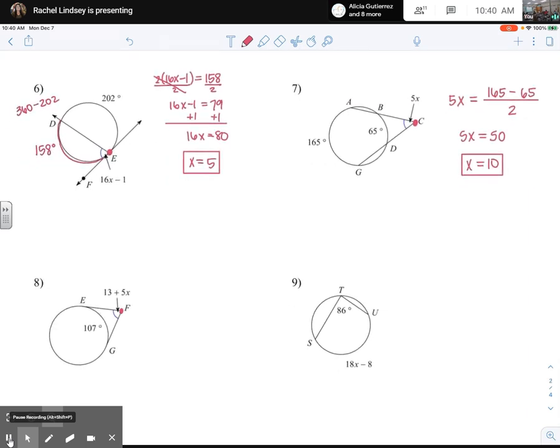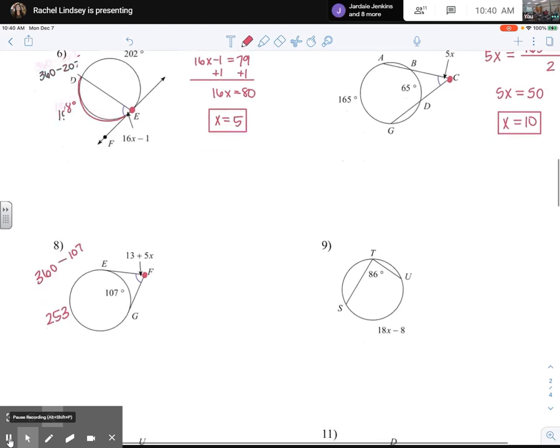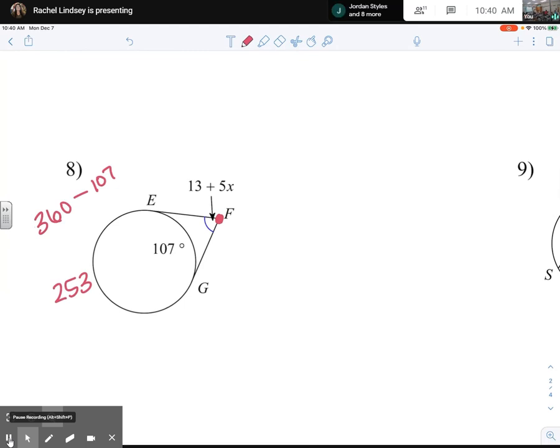Number 8, my vertex is outside again. In order to do it, I have to know my big arc. To find my big arc, I'm gonna do 360 minus what? 107. So 360 minus 107 gives you 253. So angle, I'm gonna switch that around so it's 5x plus 13, because I like it to be in standard form. So 5x plus 13 equals big arc 253 minus little arc 107 divided by 2.